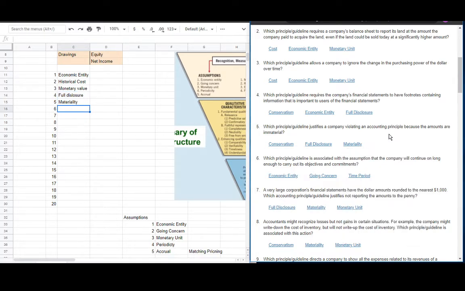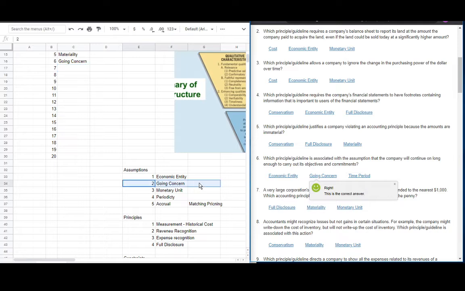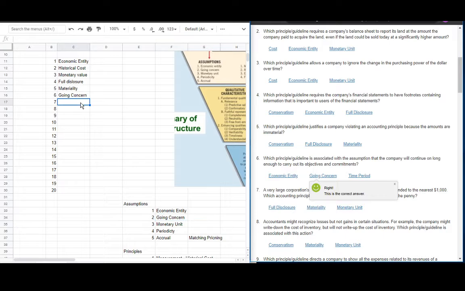So, number 6, which principal guideline is associated with the assumption that the company will continue long enough to carry out its objective and commitments. It is the going concern. So, the assumption here, and going concern is that the company will not go bankrupt anytime soon. Hindi siya malulugi. Yun yung mentality ng accountant na kahit lugi yung company, infinity pa din siya mabubuhay.